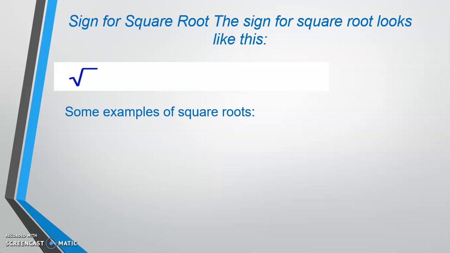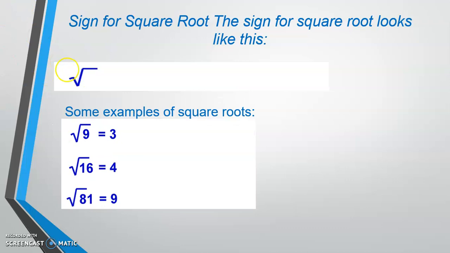Now this is the sign or the symbol that is used for square root, to denote, to tell us that this is what we are looking for. If you see this sign, it means it's asking you to find the square root. Let's look at some examples.